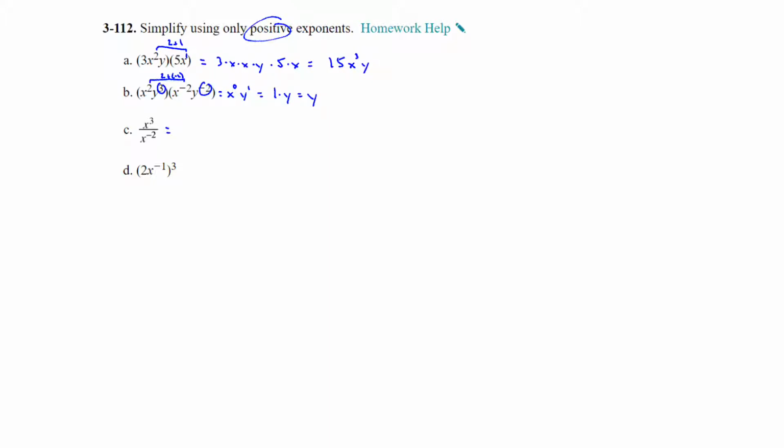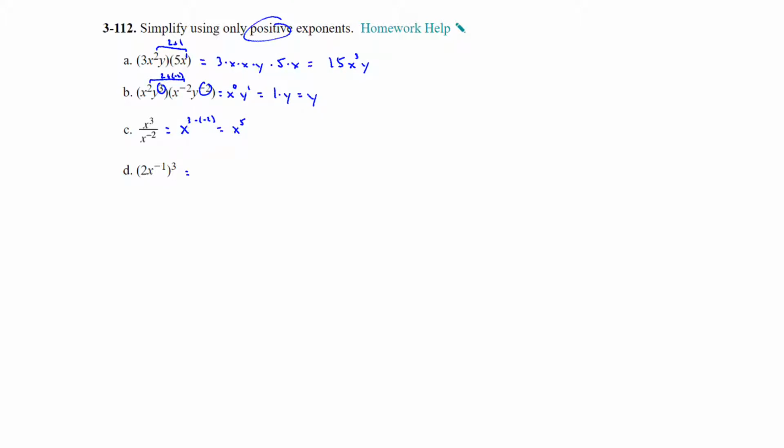On C, with division, we can subtract the exponents. This would be 3 minus negative 2. And that would be plus 2, so that's x to the 5th power. And once again, there are different ways to look at these problems. So make sure that you're aware that this is not the only way how to simplify these.